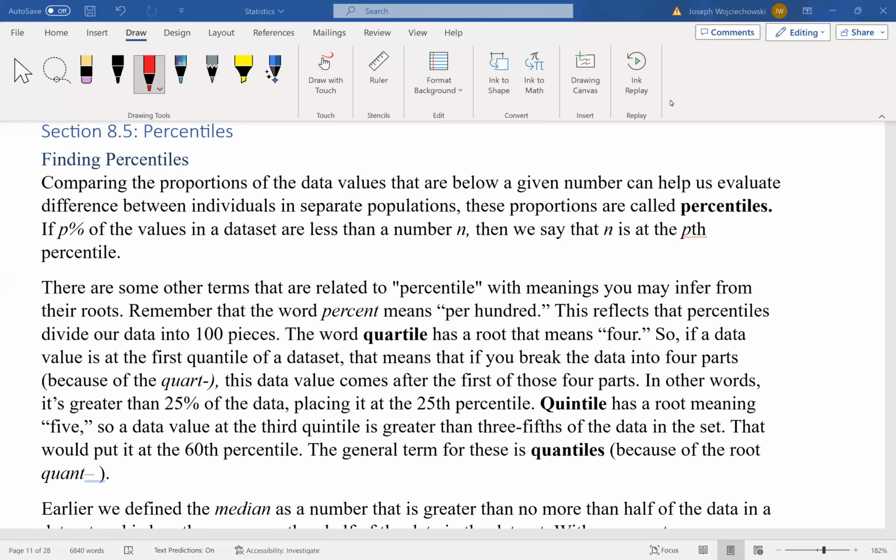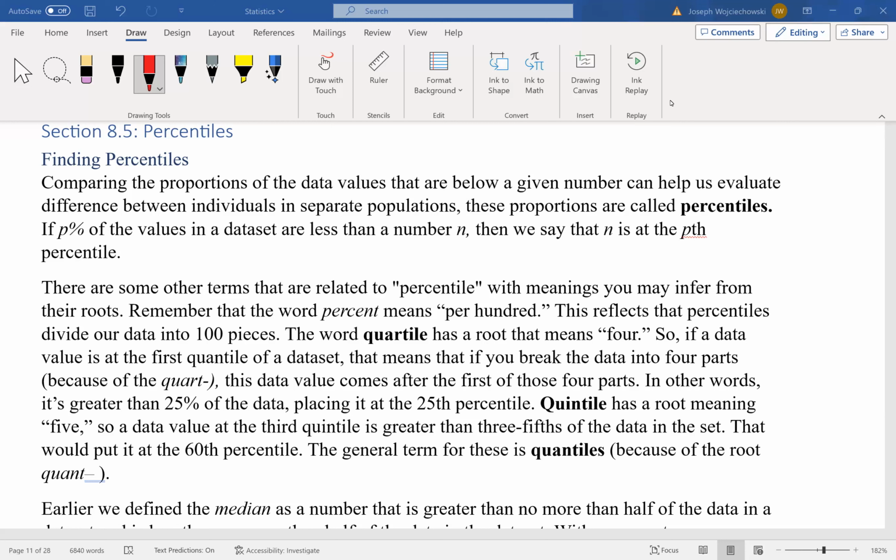Okay, today we're going to look at section 8.5, which is percentiles. Now, you may have heard of these, especially I remember in elementary school, the standardized testing. They talked about what percentile we were in as opposed to how well we scored. So let's talk about what this is.